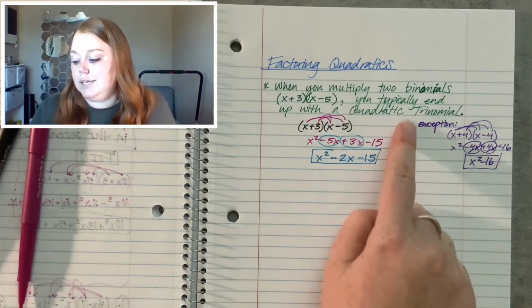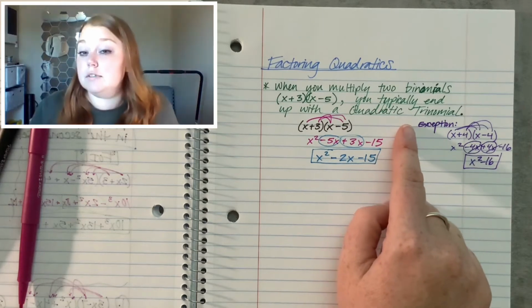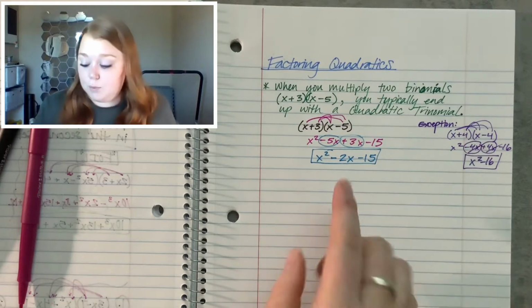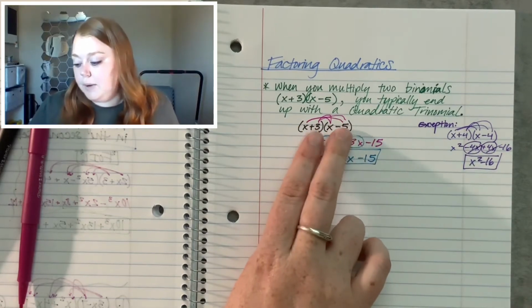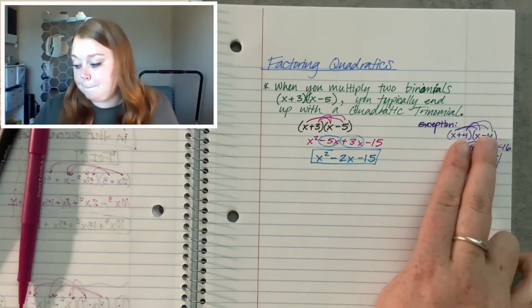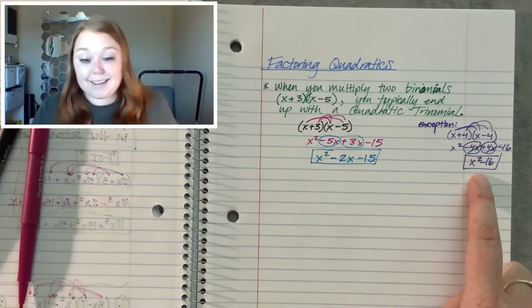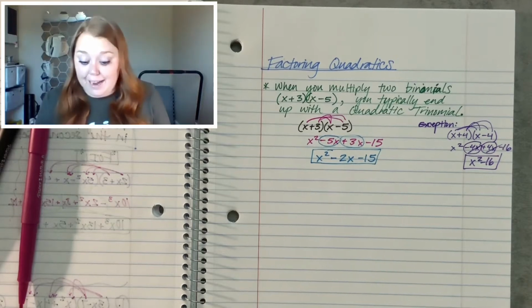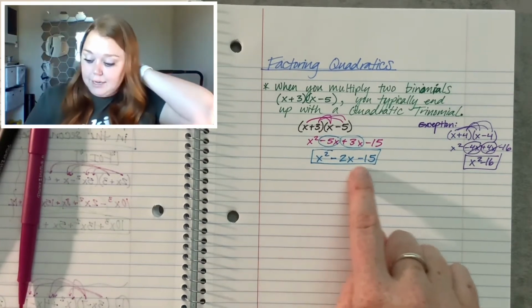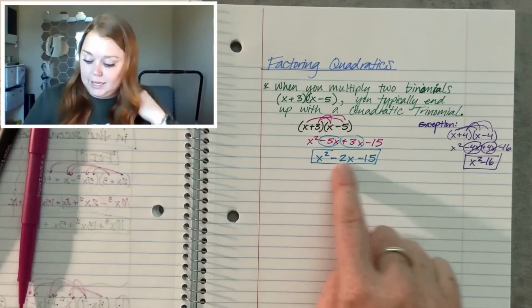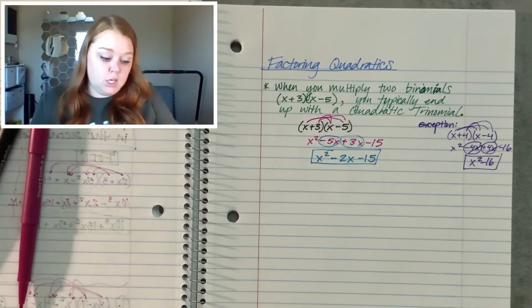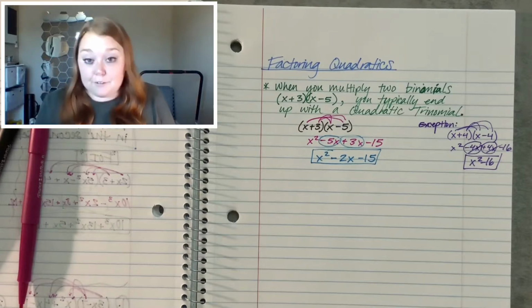Now this is not a quadratic trinomial, it's a quadratic binomial. But either way, when you multiply two binomials like this, you're going to end up with a quadratic, whether it's a trinomial or binomial. So that's what we're factoring today. We are factoring things that look like this. Quadratic trinomials. We're sticking with that. So I keep mentioning this word factoring.